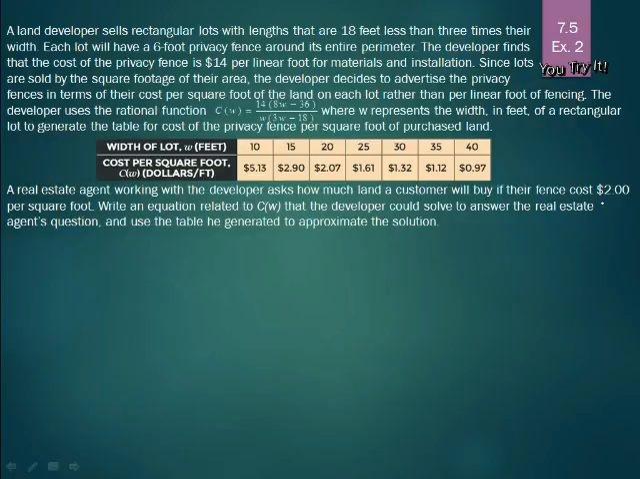So writing an equation, if we know that the fence costs $2 per square foot, then that would be C of W, the cost per square foot. And so we can just substitute in 2 for C of W in our equation. To approximate the solution from our table, notice that C of W decreases as our W value gets bigger. As it's decreasing, we see that 2 would be between $2.07 and $1.61, which means that the width would have to be between 20 and 25. It's going to be a lot closer to 20 since $2 is much closer to $2.07 than $1.61. So we can approximate it's going to be a little bit over 20 feet.